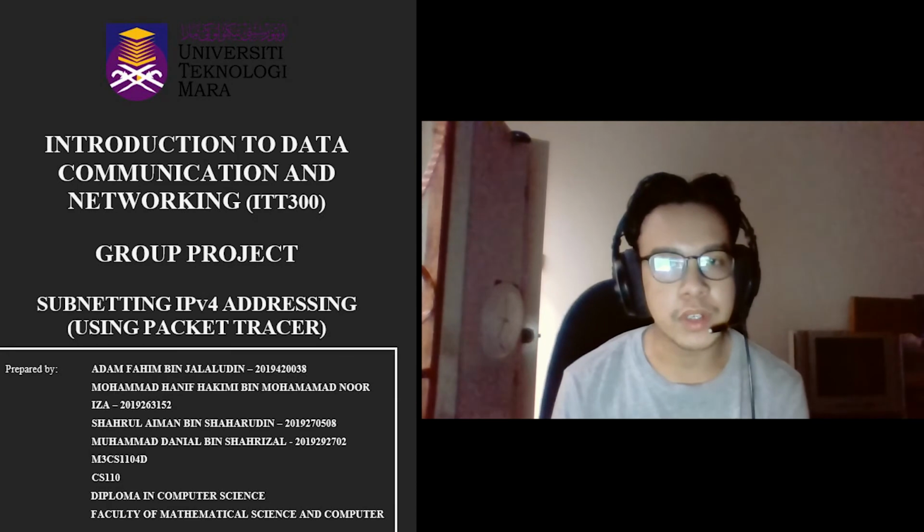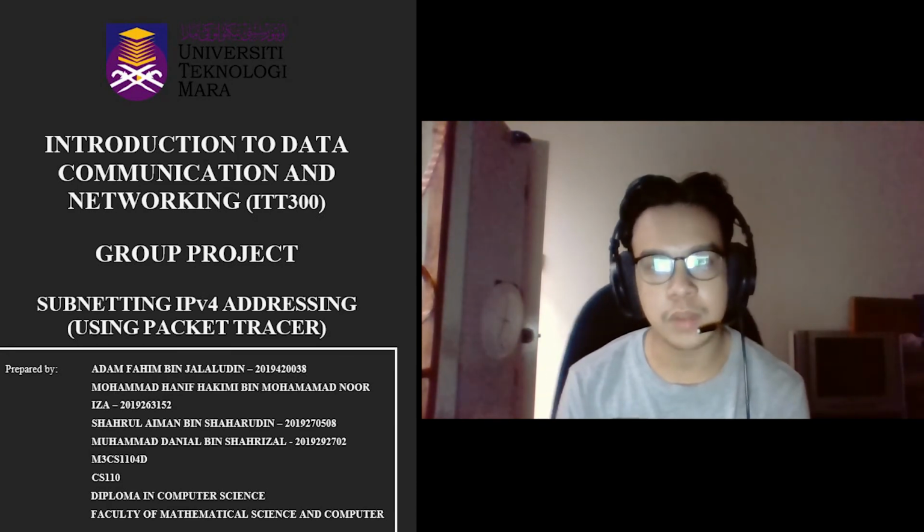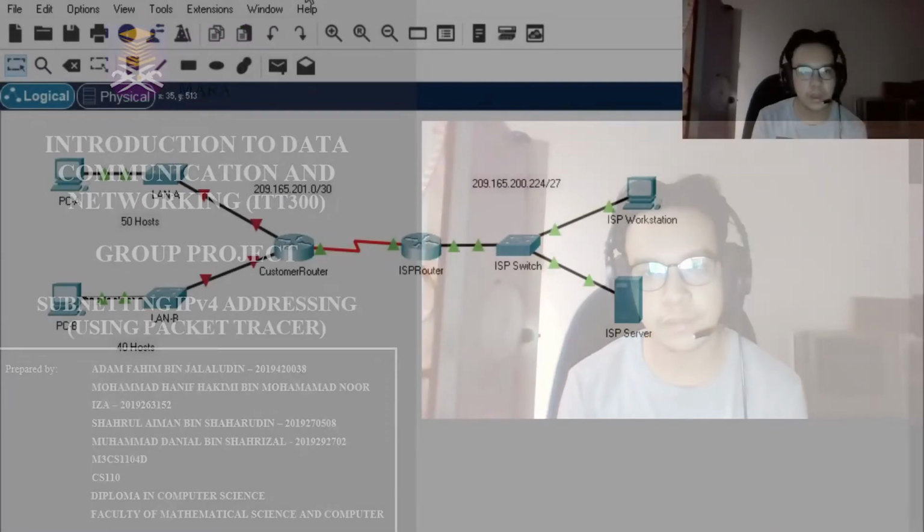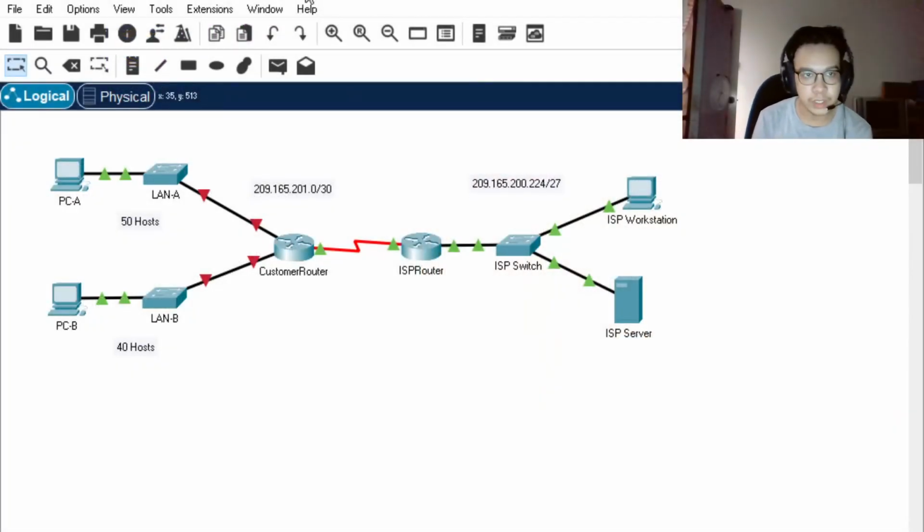These are the members of our group and we will be explaining the process of subnetting an IPv4 network. So the goal of this project is to create a new network. There are steps in order to achieve that. So the first step is we will subnet the customer network into multiple subnets.